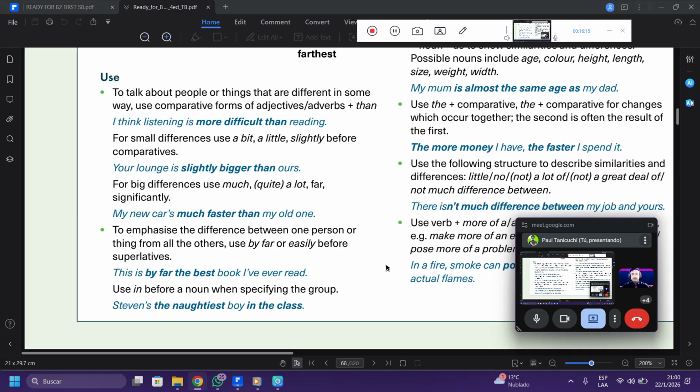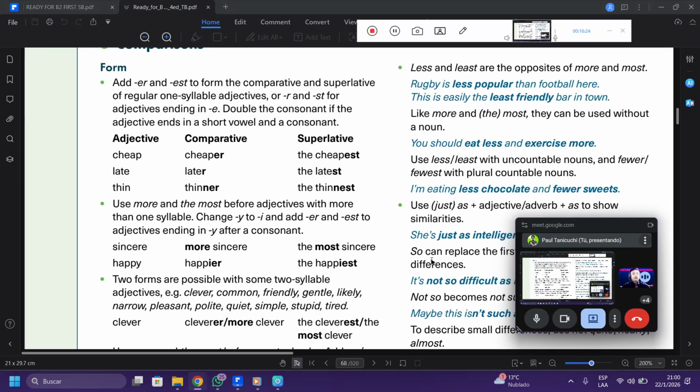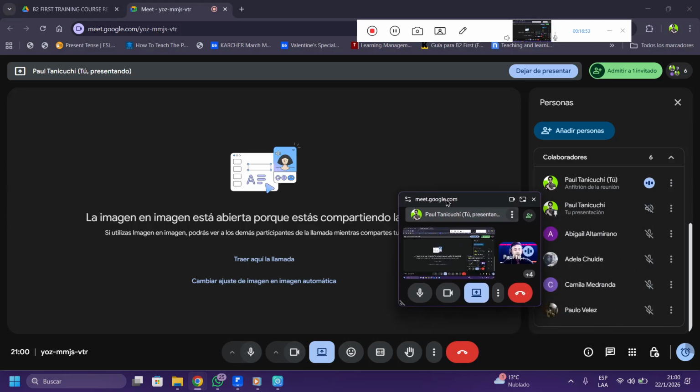Fernanda, my little cousin, is the tallest in her classroom. Perfect. Nice. Let's continue. Now we have less and least, the opposites of more and most. For example, rugby is less popular than football here. This is the comparative less. This is easily the least friendly bar in town. This is the superlative. Okay? So you have to think of your examples. I'm going to give you just a few seconds so you can think of it. So please, with less and least.